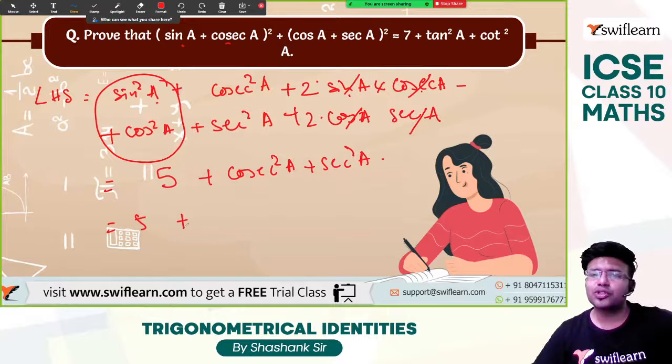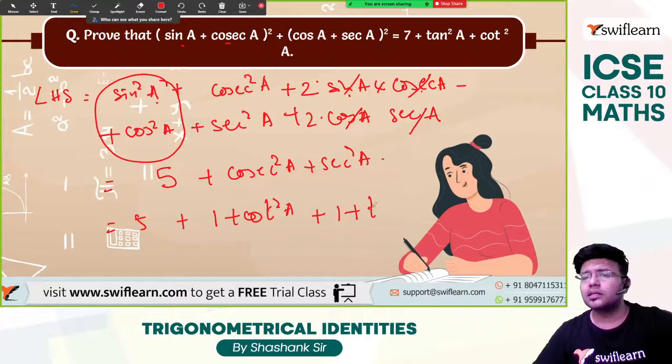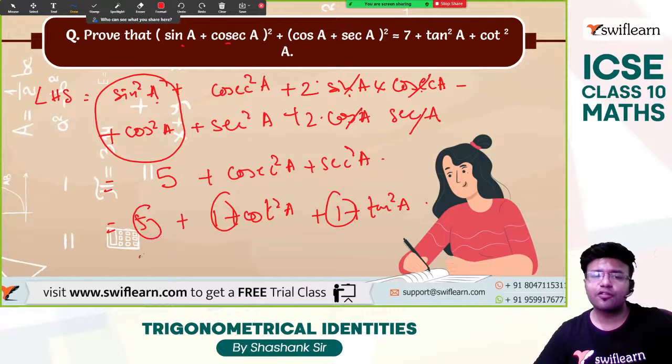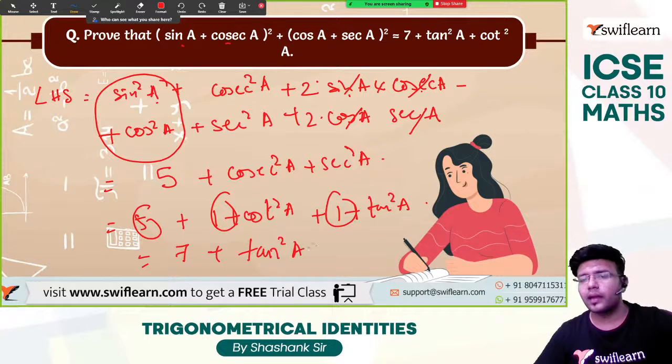We know that cosec square A is what? Cosec square A is 1 plus cot square A. Sec square A is 1 plus tan square A. Now this one plus this one and add 5, we get 7 plus tan square A plus cot square A.